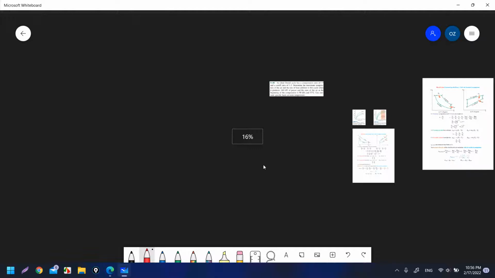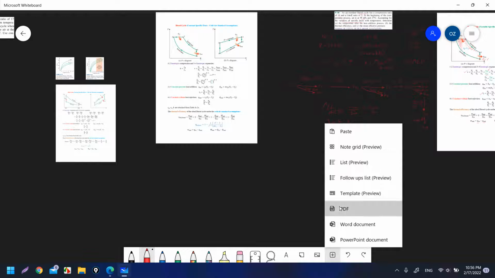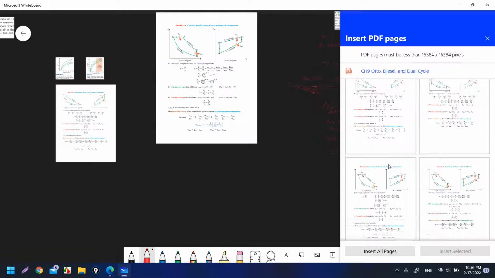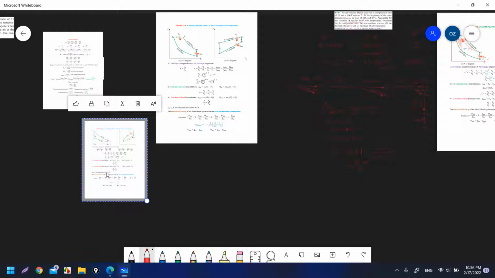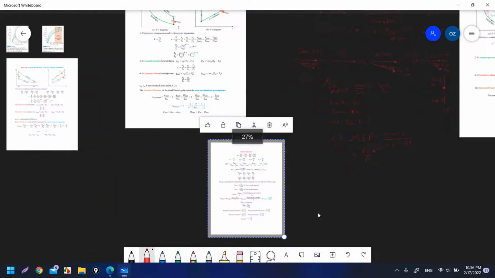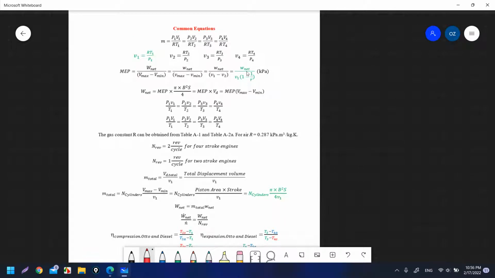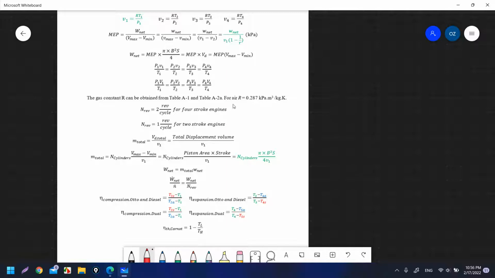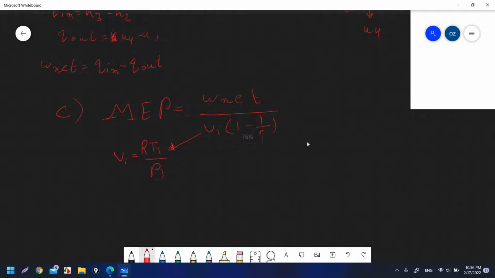I really didn't put it here. This is the equation, the usual or the most used one. And we find V1 from the ideal gas law, and R, its value is 0.287 from table A1 or table A2a. Okay, so now we finish the question.